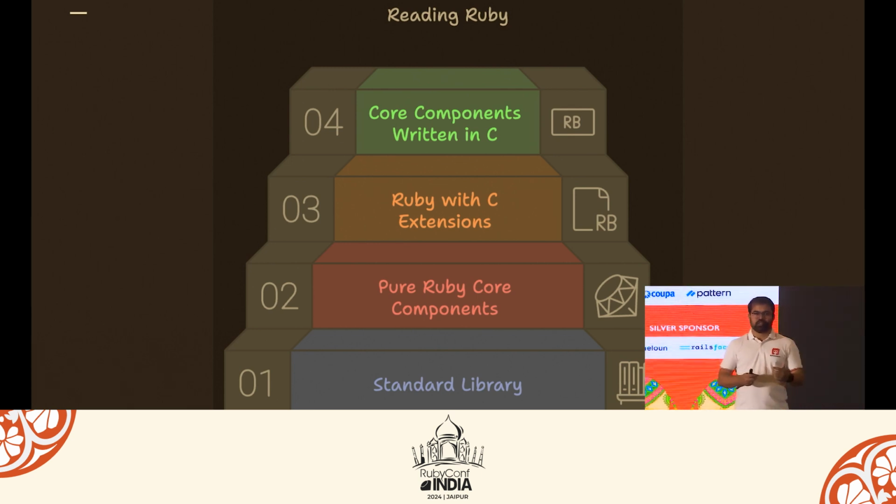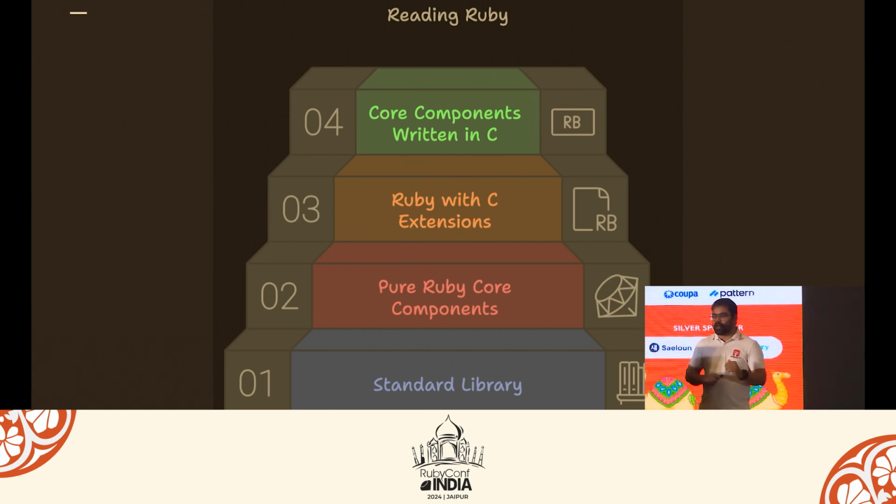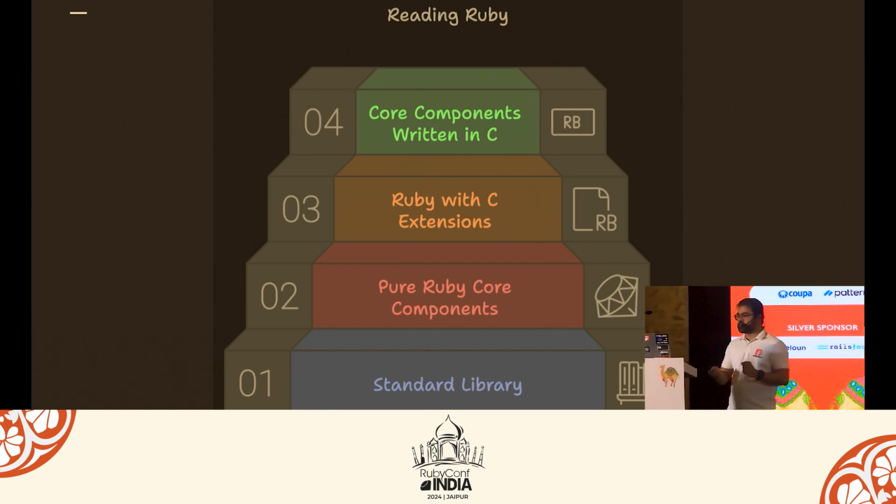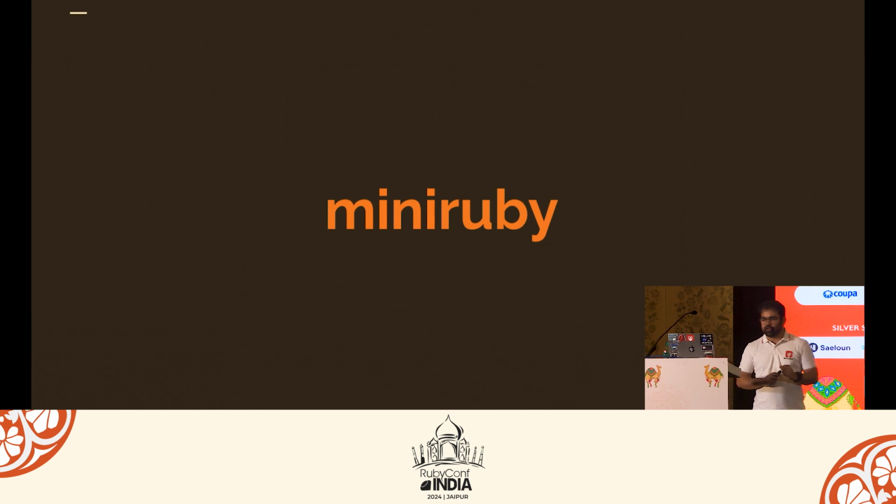So there are lots of standard libraries also and core components also, where some part is with the Ruby and then some part is kept with the C using the extensions. So that could be the third step. And then the fourth step is core components that are completely written in C and have a very complex logic, like a garbage collector and all of those.